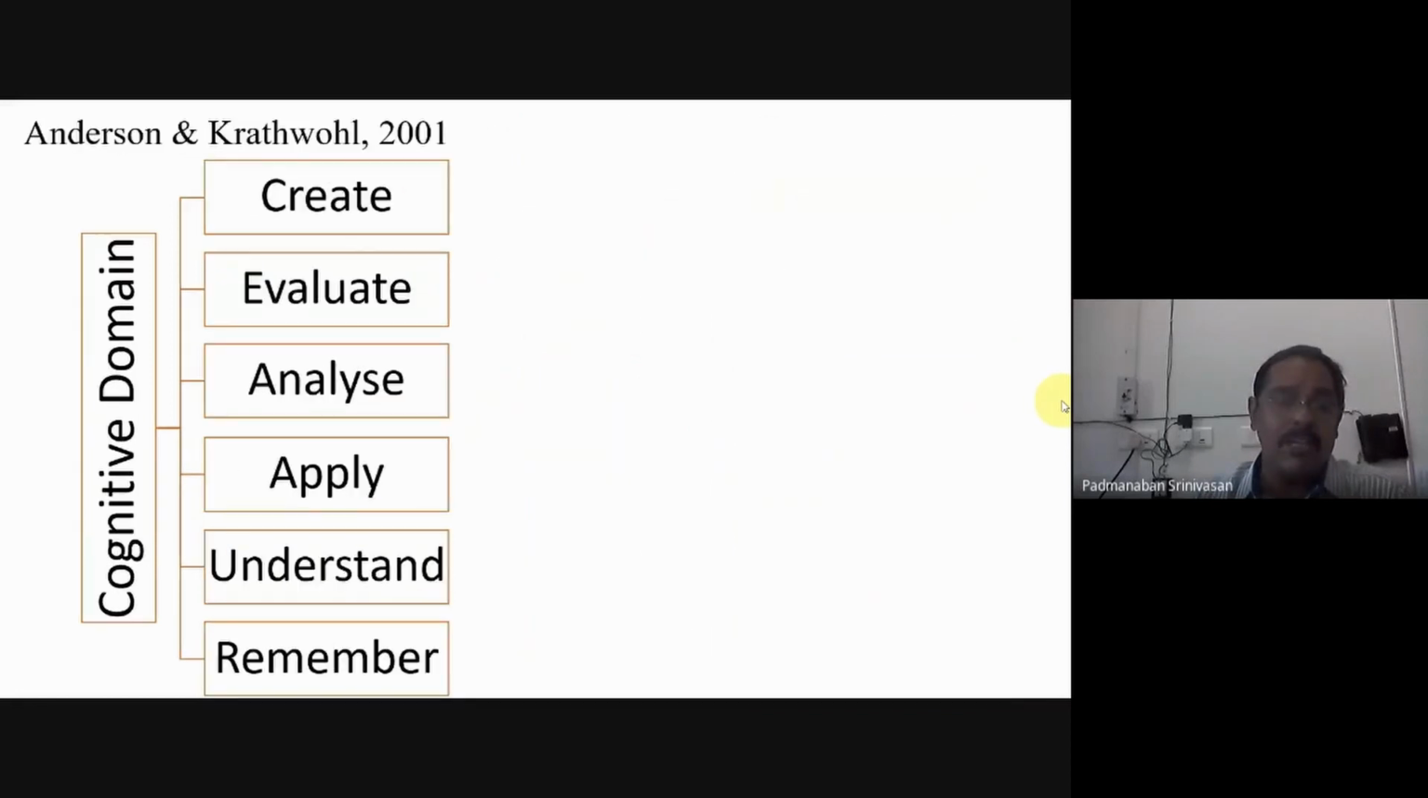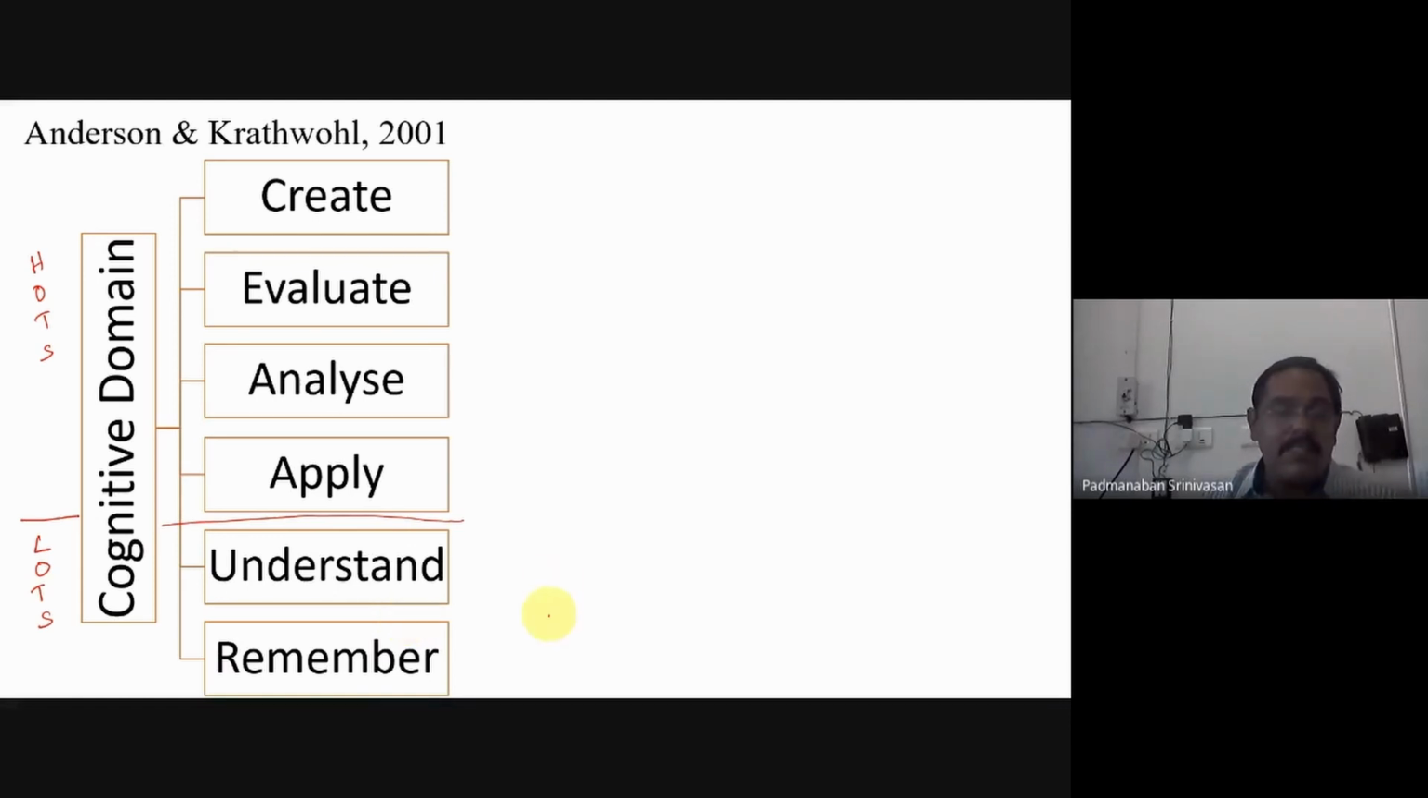The revised one I am taking now, just for a little bit of explanation. Our thinking skills are divided into two categories. One is lower order thinking skills, LOTS. The other is higher order thinking skills, HOTS. Remember and understand come under lower order thinking skills, and it goes from bottom to top. Apply, analyze, evaluate, and create are higher order thinking. As a teacher, we have to inculcate all these things in the minds of our students.